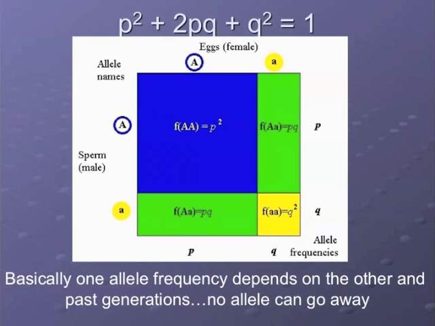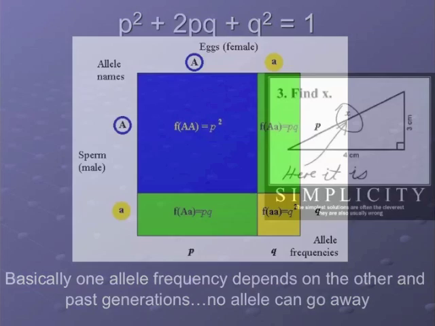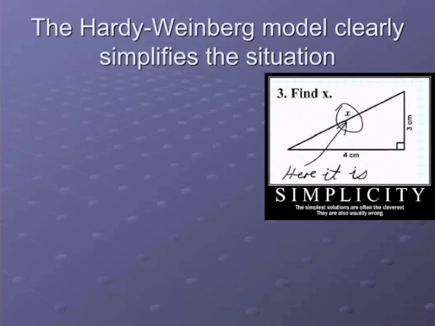So basically, one allele frequency depends on the other and the past generations, and no allele can go away. Even if in one generation you don't see any white flowers, that doesn't mean that allele went away. You just have more heterozygous, because you cannot ignore and lose an allele. They get passed on from one generation to the next. It's just simple science. Now, what actually happens is that not all of them get passed on.